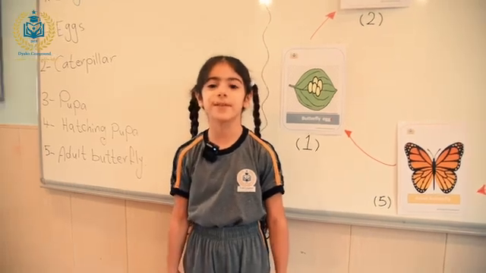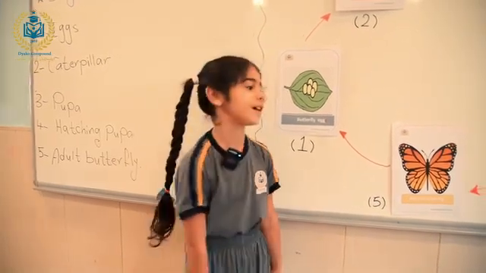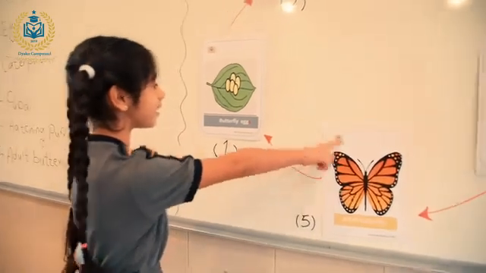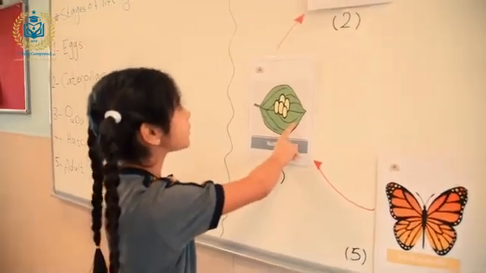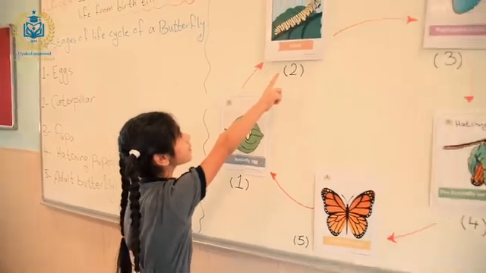I'm grade 2C. Today we will talk about the life cycle of a butterfly. First, the female has to lay eggs. The eggs have a caterpillar inside. The caterpillar will hatch from the egg.